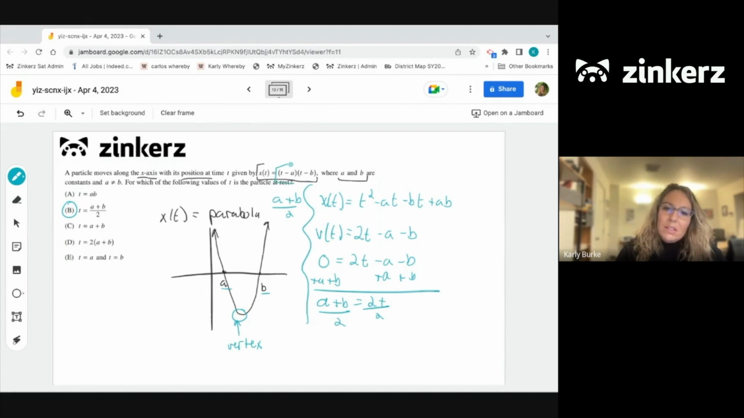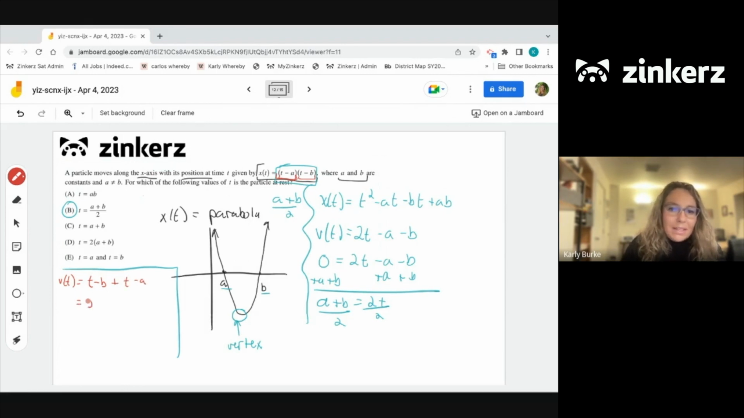Now, you could have done this using the product rule. That's totally fine. I will show you that over here just in case you would like another option. Remember, it's important to have a lot of tools in your toolbox, and you can decide which one you like the best. So if we're finding v of t using product rule, it's going to be, well, (t minus b) times the derivative of (t minus a), which is just (t minus b) times 1, plus (t minus a) times the derivative of (t minus b), which is, again, (t minus a) times 1.